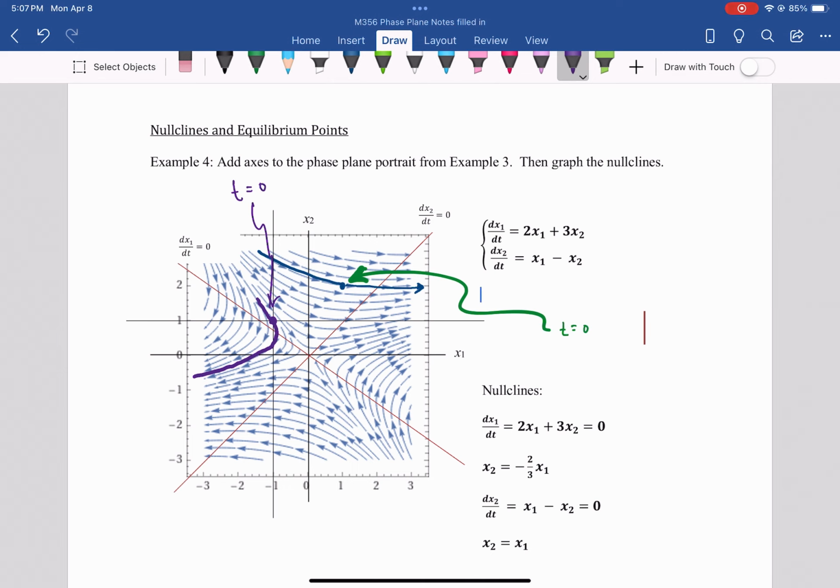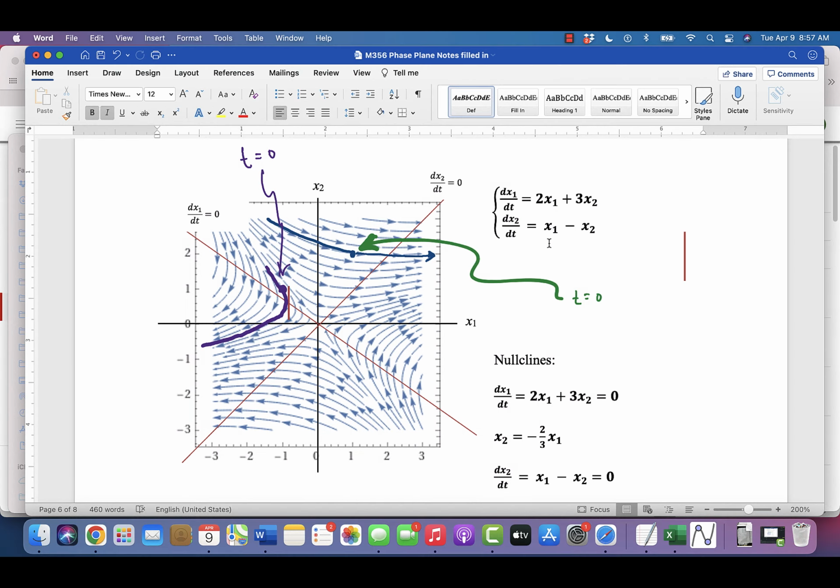And the significance of this point at negative 1, 1 is that's when t equals 0 for this curve. What do we notice about where this curve intersects the x1 nullcline? It's got a vertical tangent line where it crosses the x1 nullcline. And notice every curve that crosses the x1 nullcline has a vertical tangent where it does so. For example, there, and there, and there, etc.